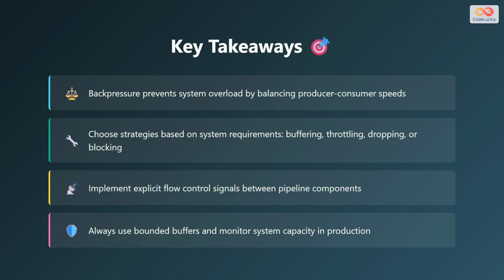To summarize, backpressure prevents system overload by balancing the speeds of producers and consumers. Choose your strategy based on system requirements: buffering for temporary delays, throttling for rate limiting, dropping for non-critical data, or blocking for guaranteed delivery. Implement explicit flow control signals between pipeline components so they communicate their capacity. Always use bounded buffers and monitor system capacity in production environments. Understanding and implementing backpressure correctly is essential for building reliable, resilient distributed systems.